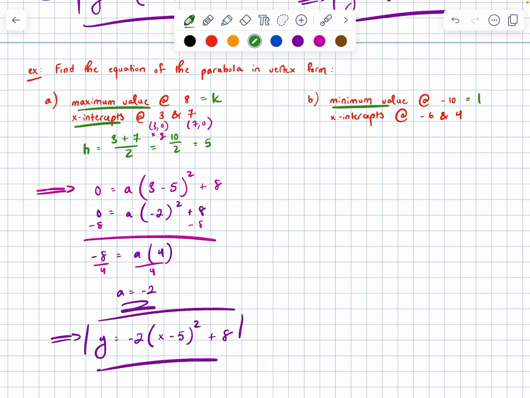And stop. Once again, we know that this negative 10 will be the y value of my vertex. To find the x value of the vertex, which we label h, I'm going to average my x-intercepts. So I've got negative 6 plus 4 divided by 2, which is negative 2 over 2. Negative 2 divided by 2 is negative 1.